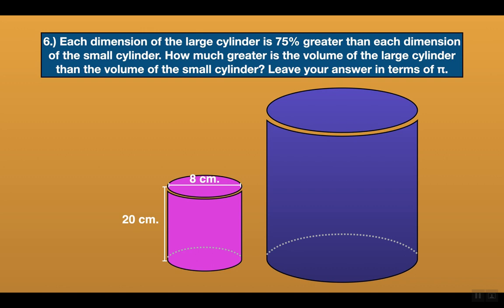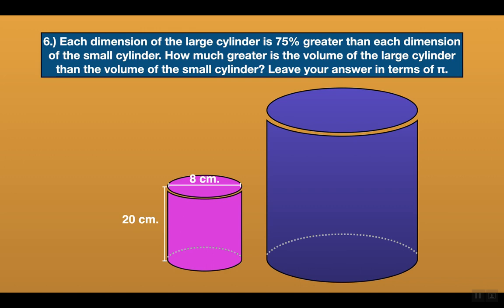Question number 6. Each dimension of the large cylinder is 75% greater than each dimension of the small cylinder. How much greater is the volume of the large cylinder than the volume of the small cylinder? Leave your answer in terms of pi. Okay, so to do this problem, you have to remember how to work with percents. It's not difficult, but a lot of students tend to forget, or maybe they didn't learn correctly the first time.